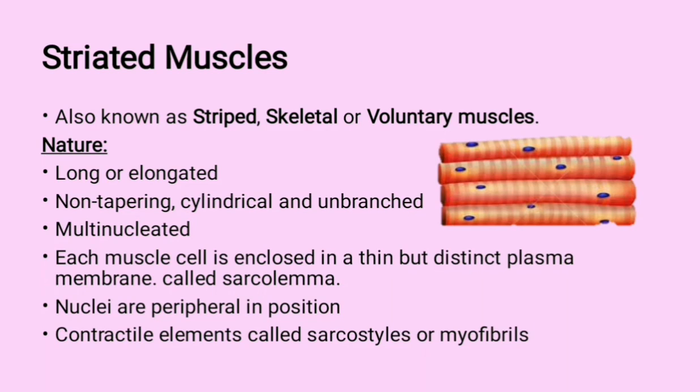Each muscle cell is enclosed in a thin but distinct plasma membrane, and that membrane is called the sarcolemma. Every cell has a cell membrane, but the cell membrane present in striated muscles is called the sarcolemma. Its nuclei are peripheral in position. Peripheral means nuclei are located just beneath the sarcolemma, somewhat near the plasma membrane. In the sarcoplasm, or cytoplasm, the muscle cells have embedded a large number of contractile elements, and these contractile elements are called sarcostyles or myofibrils.